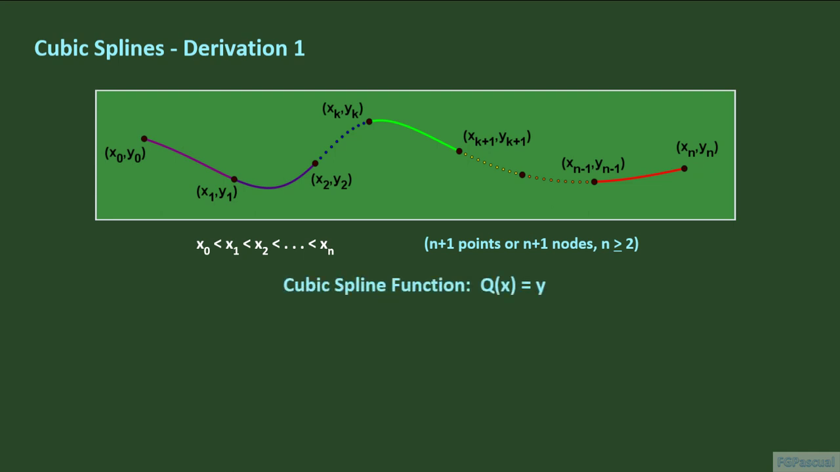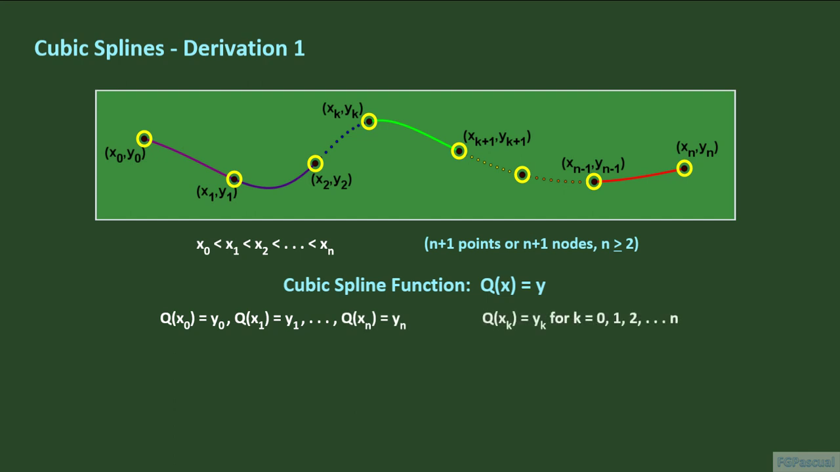Suppose that the cubic spline is given by q of x equals y. Then we impose several conditions on the function q to help us derive the system of equations to help us find the formulation for q. The first and obvious condition is that we require the graph of q to pass through the given points. And so q of x sub 0 should be equal to y sub 0, q of x sub 1 should be equal to y sub 1, and so on. In general, q of x sub k should be equal to y sub k, for k equals 0 through n.